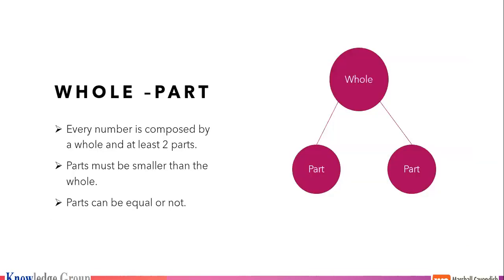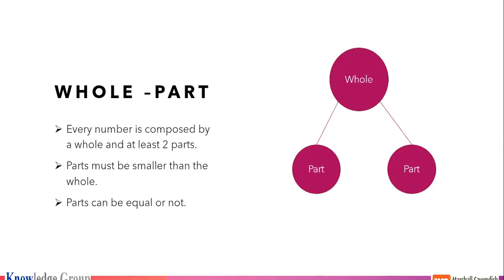As I said, we're gonna do whole part today. You can remember the number bonds. This is the diagram for number bonds. And you remember that you have a whole or a total, and that is divided in parts. It can be divided in at least two parts. Sometimes it's three, sometimes it's four, and we're gonna see that on the next video. But you have to have at least two parts. And the parts must be smaller than the whole. They can be equal or not.